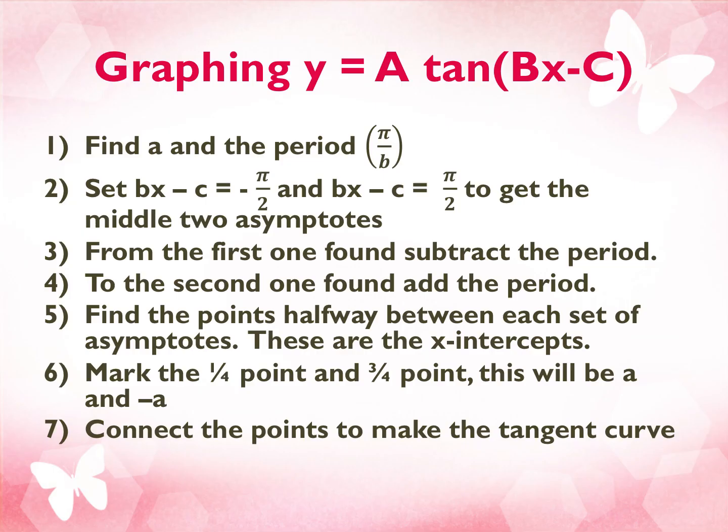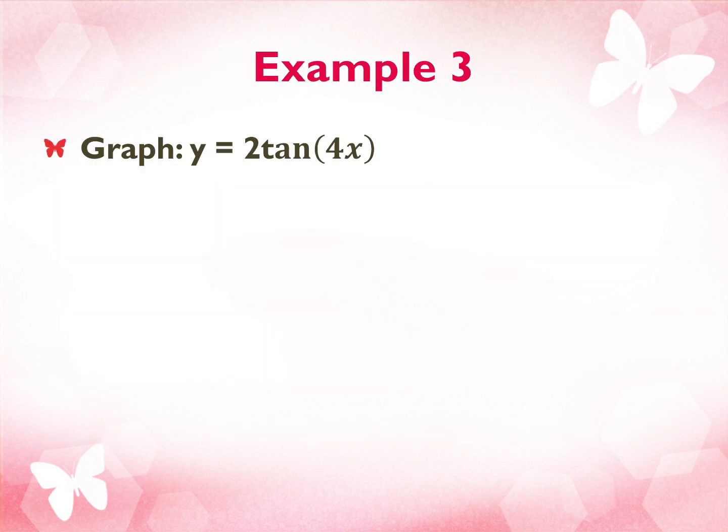So on this slide, it just has the instructions on what you can do in order to graph. However, you can read through them, but I'm just going to walk you through. So again, the normal cycle for the tangent graph is pi. So the 2 here is my amplitude. I'm just going to label this along my y-axis.